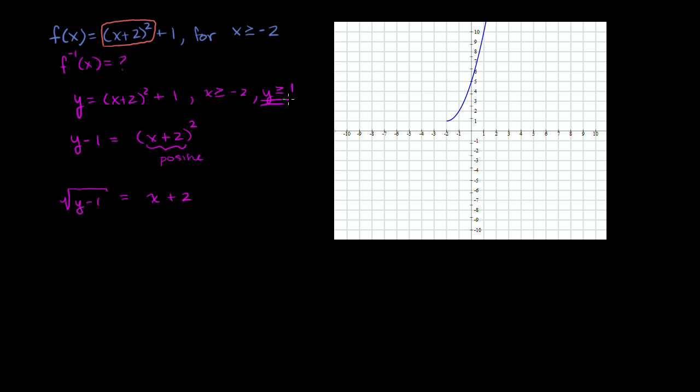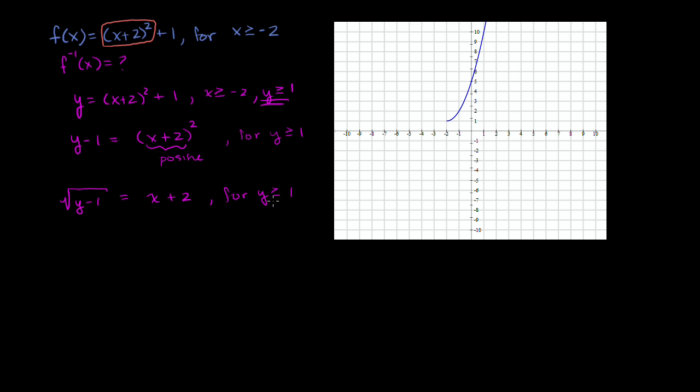And the reason why I want to write it at this stage is because later on we're going to swap the x's and y's. So let's just leave that there. So here we haven't explicitly solved for x and y, but we can write for y is greater than or equal to 1. This is going to be the domain for our inverse, so to speak. And so here we can keep it for y is greater than or equal to 1.